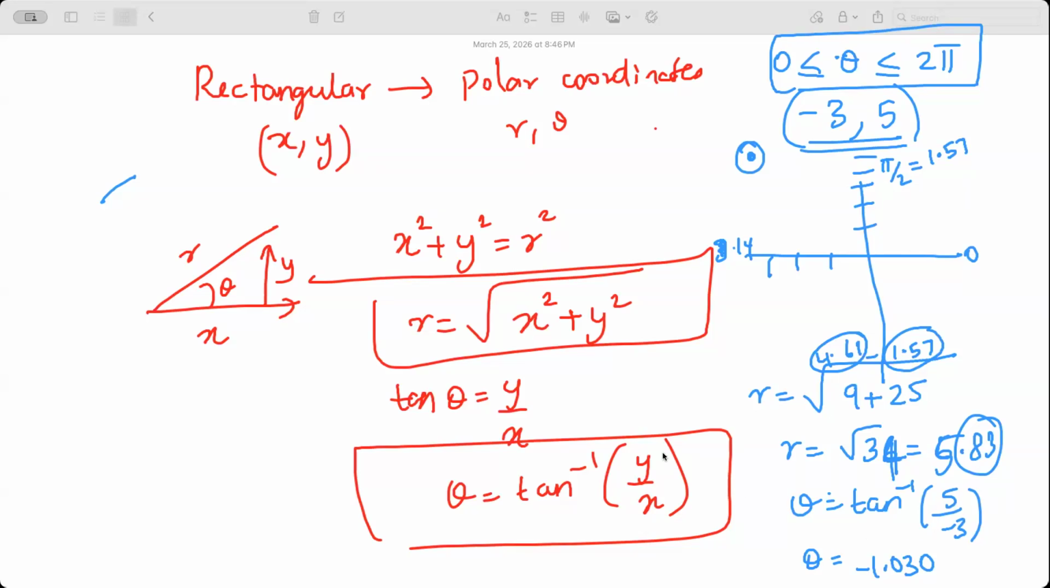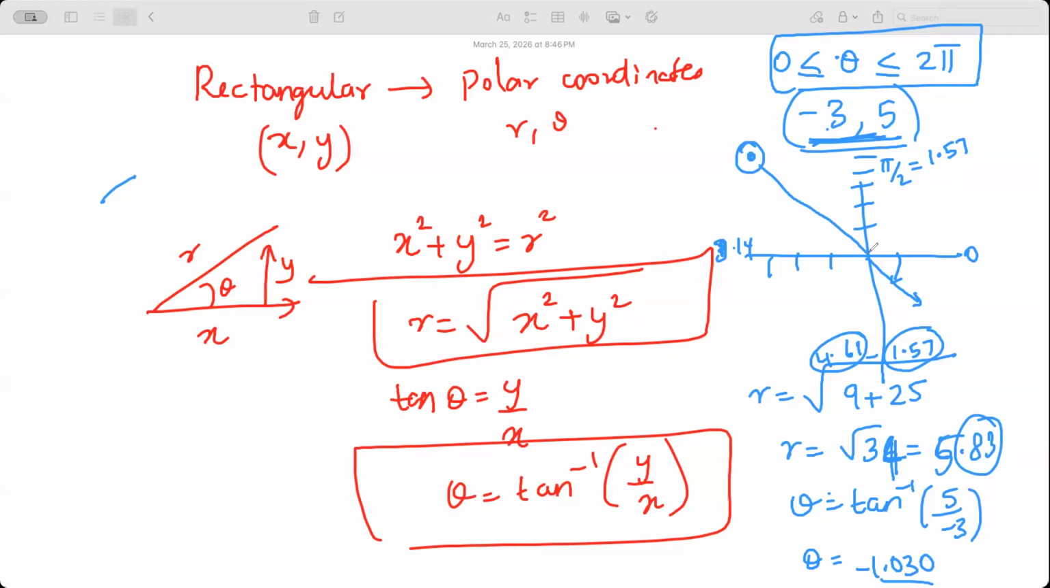So when you get minus 1.030, automatically it is pointing to an angle here. But this rectangular coordinate is actually in the second quadrant. So what should you do to adjust this?